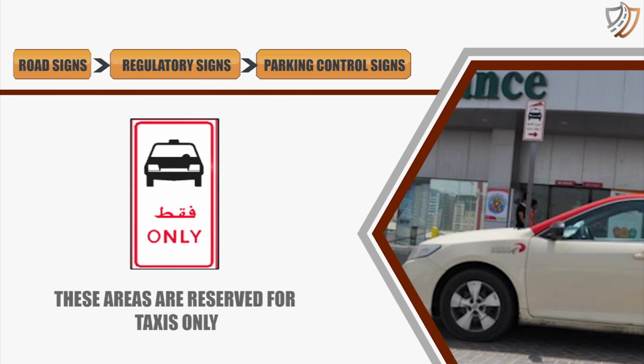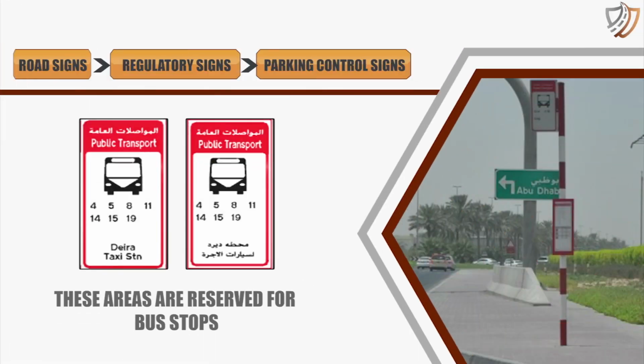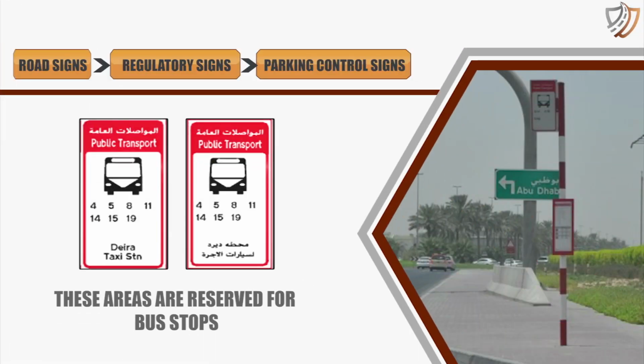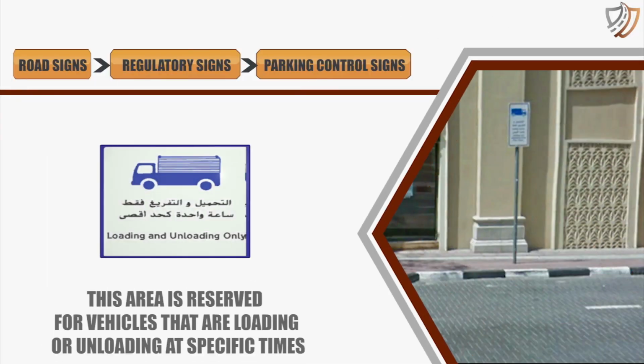Parking prohibition. Taxis only. This sign shows that this particular area is reserved for taxi only. You may commonly find these at hotels, shopping malls, airports, and metro stations. Parking prohibition. Bus stops. This sign illustrates that the area is reserved for public transportation buses only. Parking prohibition. Loading and unloading only. This area is reserved for vehicles that are loading or unloading at specific timings mentioned on the attached qualification plate.